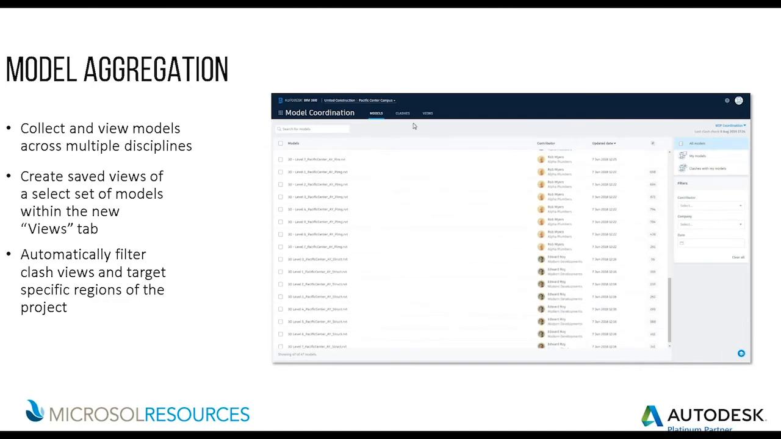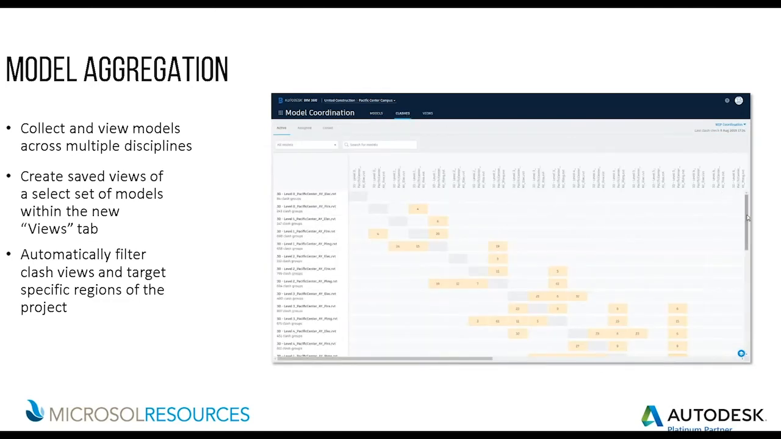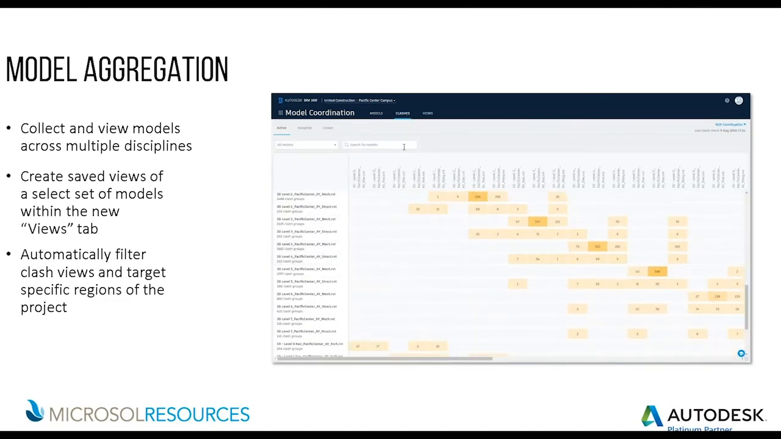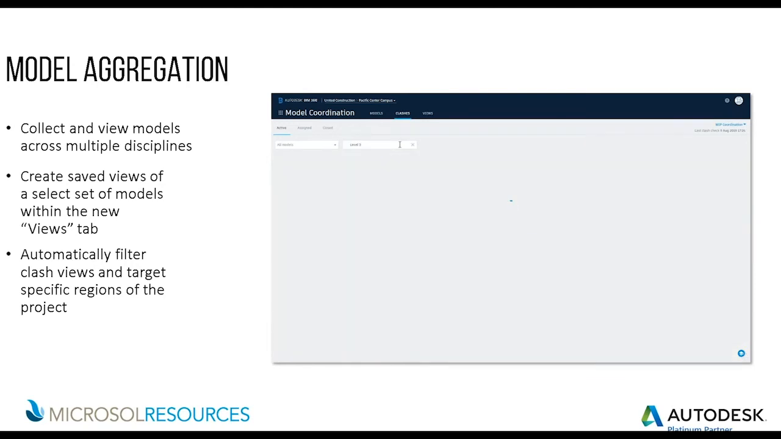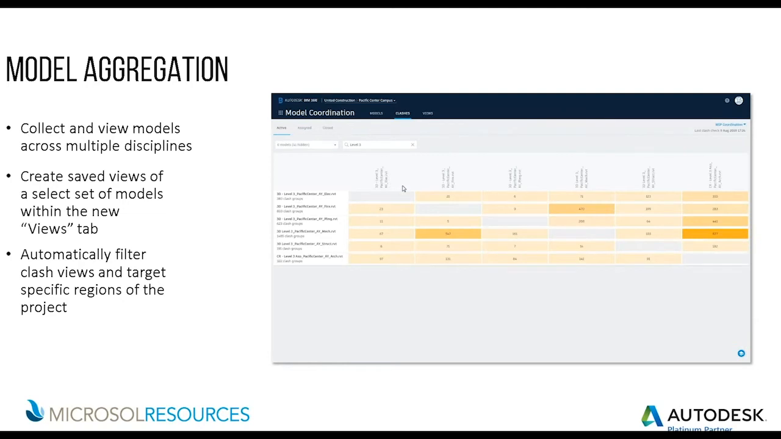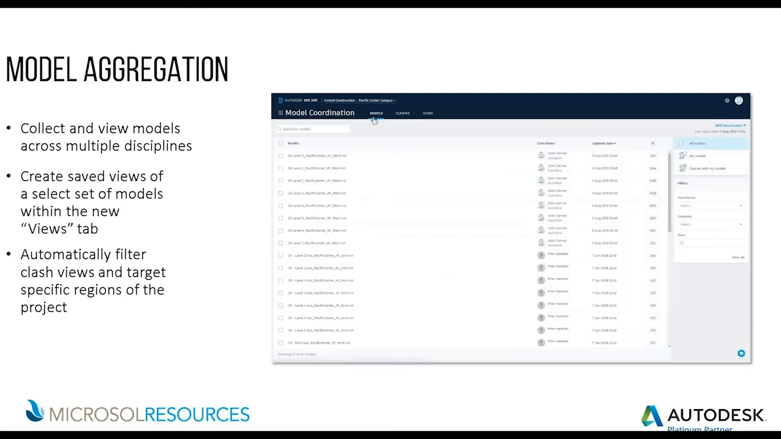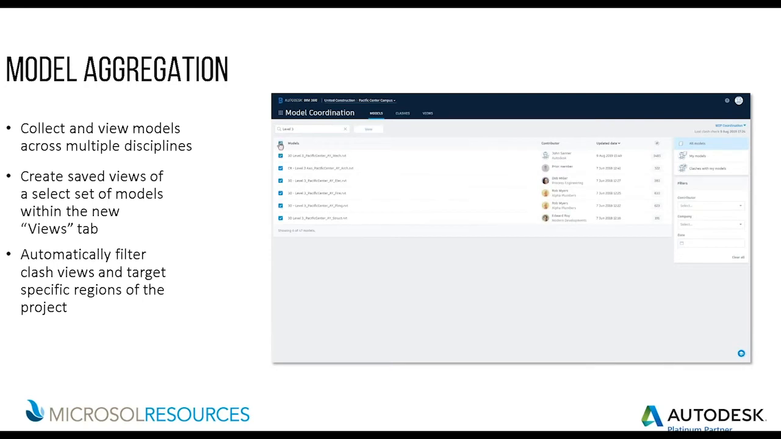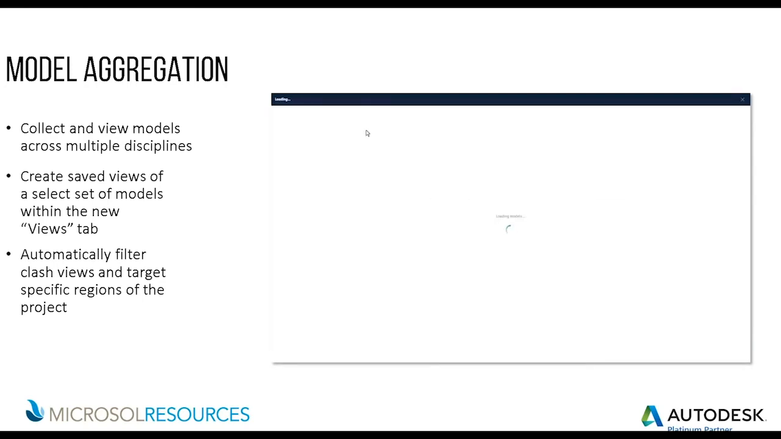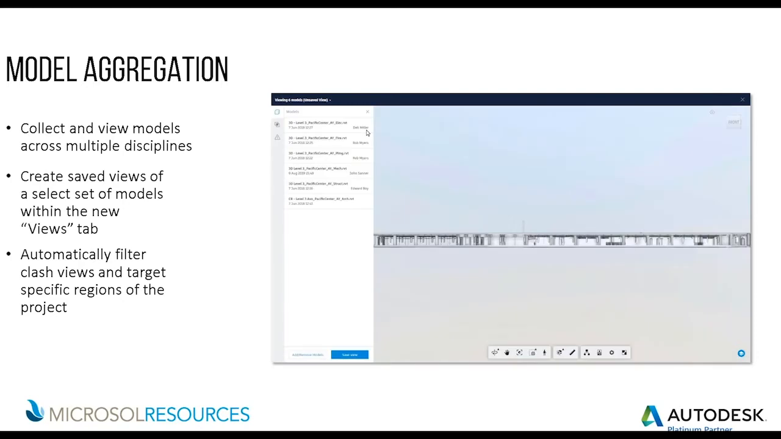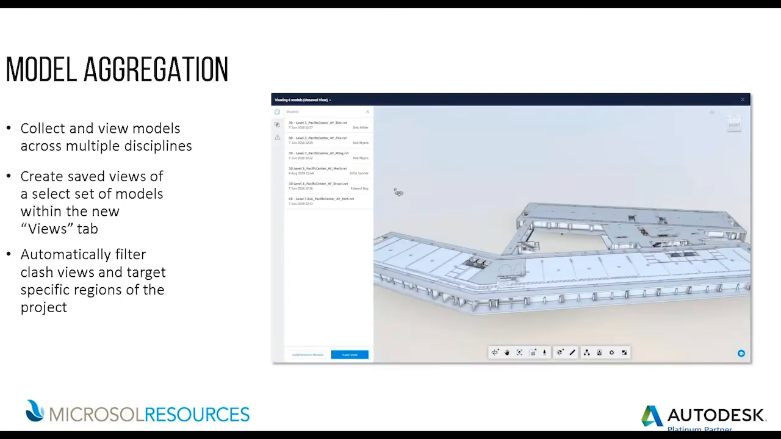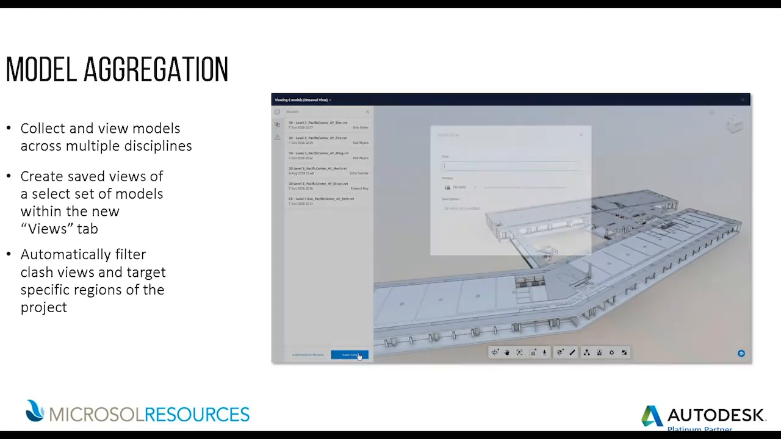Within model coordination, you can collect and view models across all trades. You can create saved views of a select set of models within the Views tab in model coordination, and users can create these for themselves for private use, or they can publish them for anyone that's part of the project to see, as long as they have access to the coordination space. Clash views can also be filtered and show specific regions of the project.